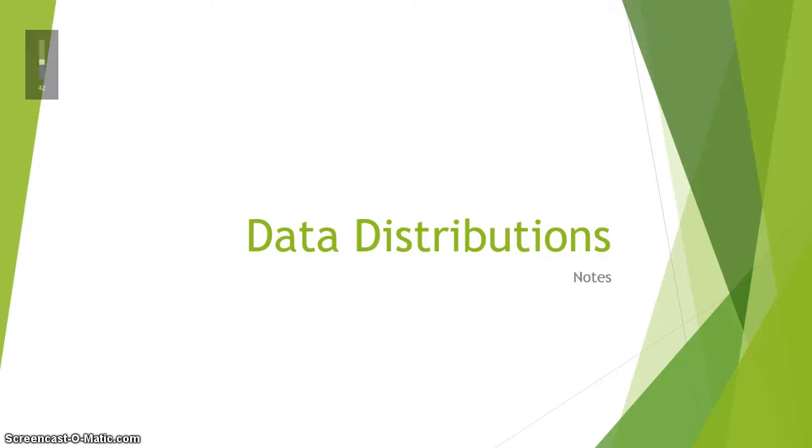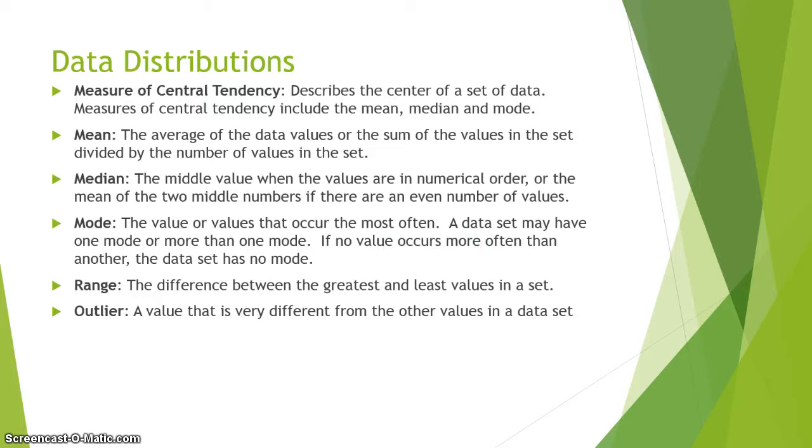Data distributions. So with data distributions, we're going to be looking a lot at what you've probably seen before. We call this measure of central tendency, working with the mean, median, mode, range, and sometimes you'll see what's called an outlier. So in the notes, I want you to write down the definitions of each of these. I'll just briefly review what they mean.